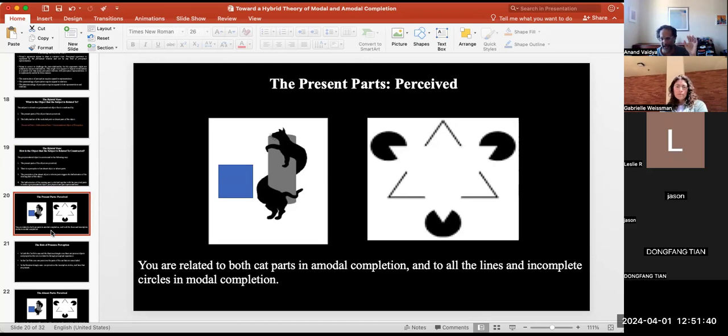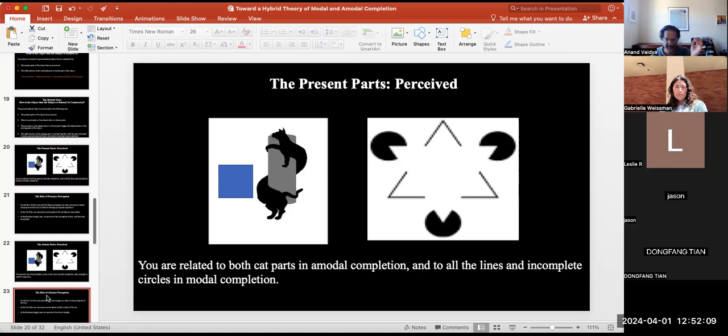You do see 3 Pac-Mans touching like what would be the vertices or intersecting points of a triangle, but you don't see any lines that are dark like the other lines that are making the triangle that's inverted, right? So we can say, given relationalist positions, that you are related to the cat parts, and you are related to the incomplete lines and circles in the second case. Okay, so that's the present parts are perceived.